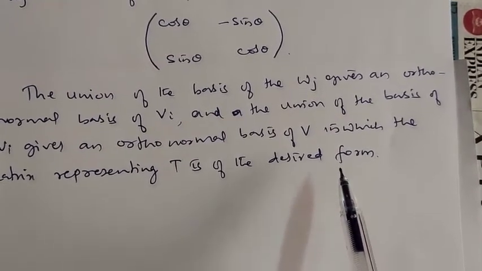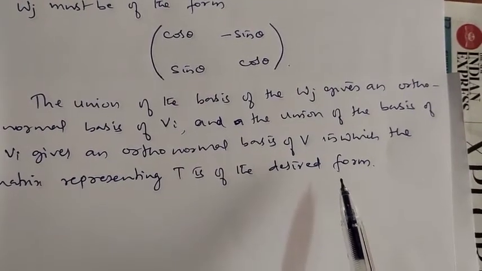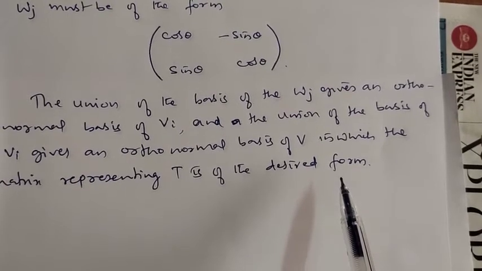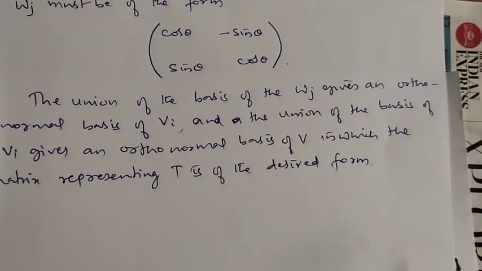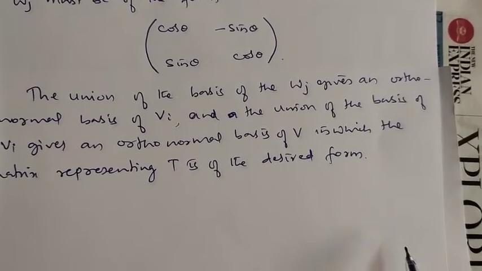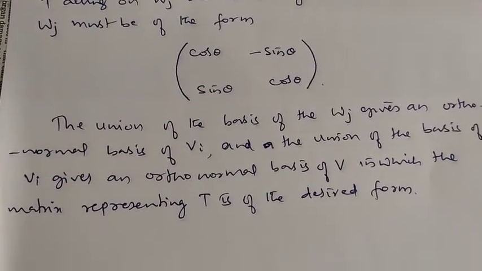Which is one block of 1, 1, 1, another block of minus 1, minus 1, minus 1, next cos theta 1, minus sin theta 1, sin theta 1, cos theta 1, and so on, up to cos theta r, minus sin theta r, sin theta r, cos theta r. Okay, so that is the required form.